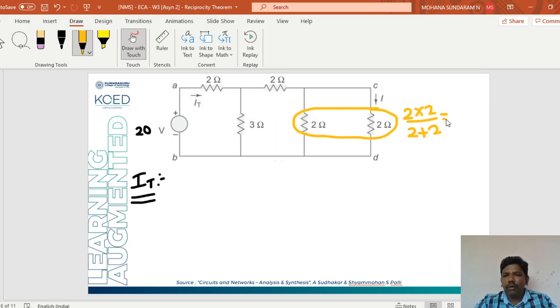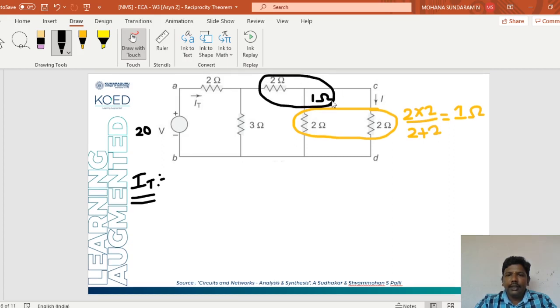So it will be 4 divided by 4. It is nothing but 1 ohm. Okay, right. So this 1 ohm and this 2 ohm are nothing but series. Series means you can directly add it. So it is 2 plus 1 is equal to 3 ohms.